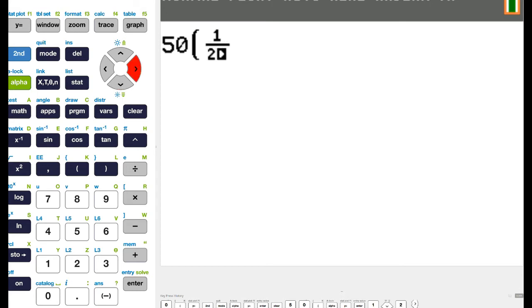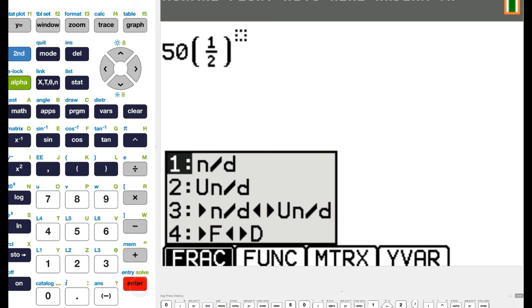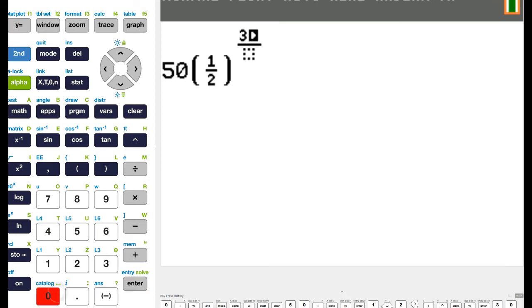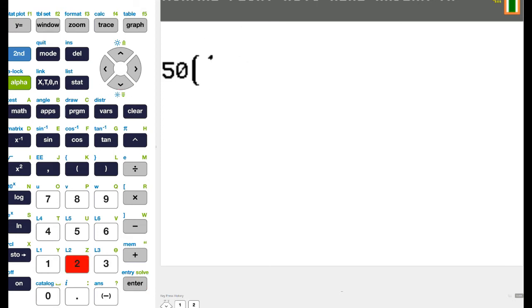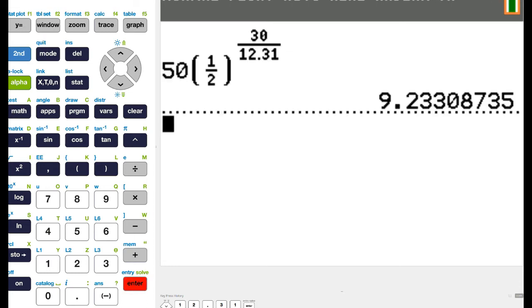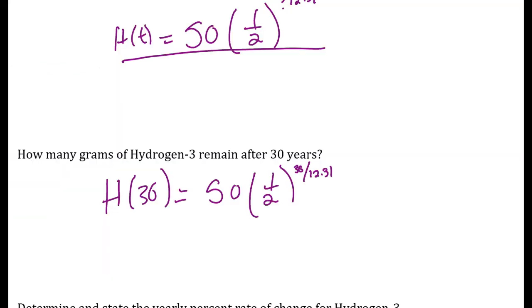1/2 raised to the, and if you want to use the exponent button up here, the fraction button again, that's fine. 30 divided by 12.31. So that 12.31, that's how long it takes to do one whole half-life. We hit enter, and we get 9.2333.